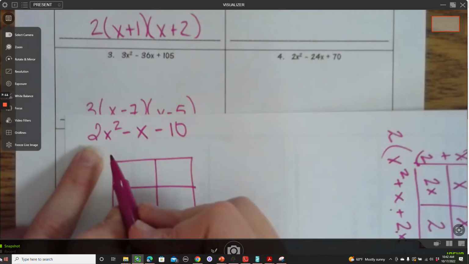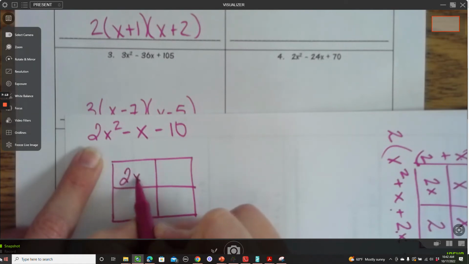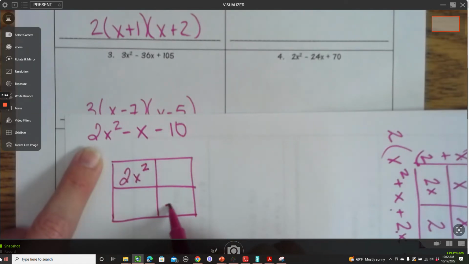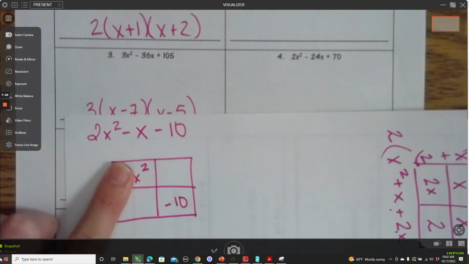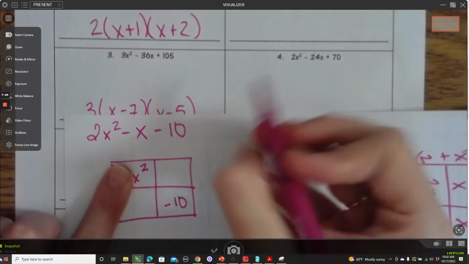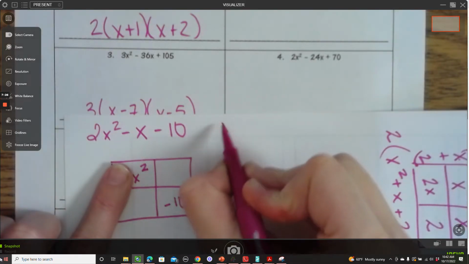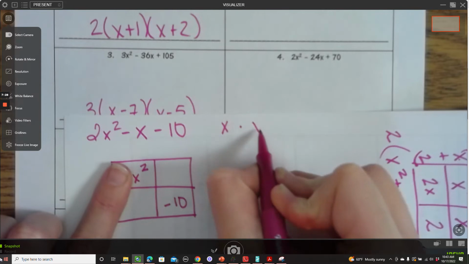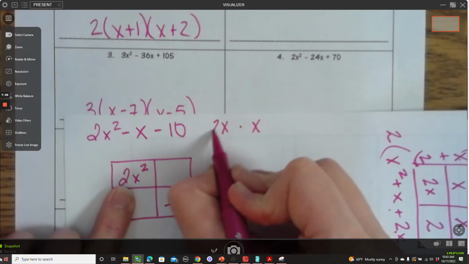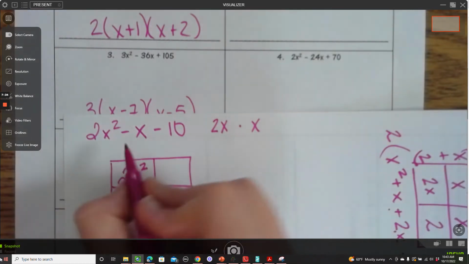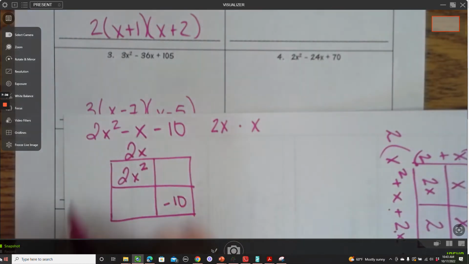All right, here's what we know. This is going to be 2x squared. This is going to be a negative 10. All right. So to get 2x squared, what two things do I need to multiply together? Well, just for x squared, it's just an x times an x, but if I want to do a 2x squared, one of those is going to be a 2x. So I'm going to put the 2x here and the x here.